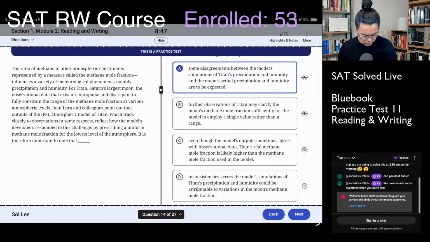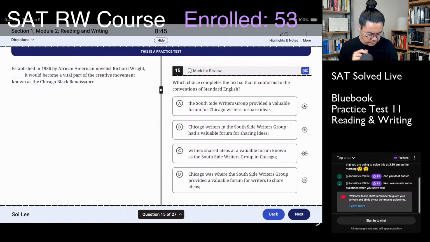No, that is within them. That's mixing two different ideas. 15. Oh, grammar. Oh, I'm good. Established in 1936, the group provided a valuable forum. It would become a vital part of the Chicago Renaissance.